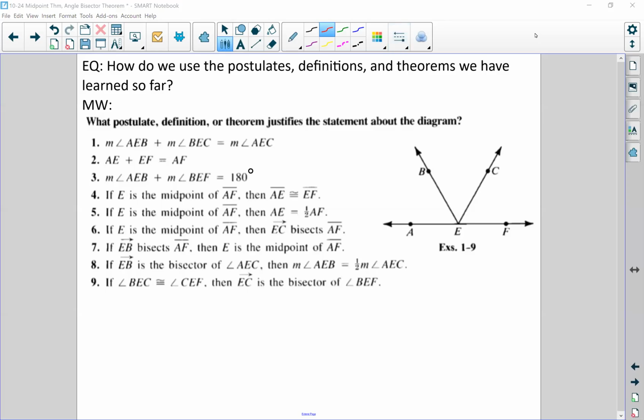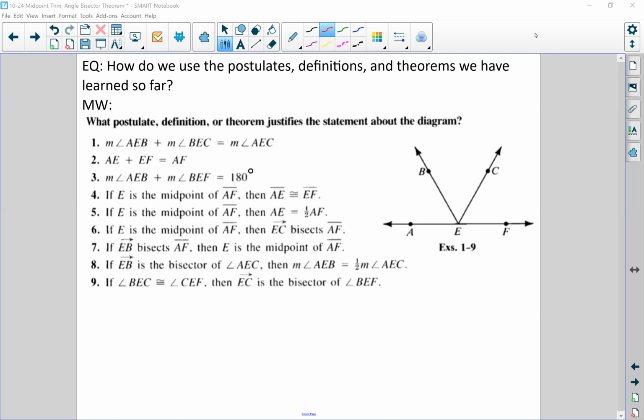Hi everyone. In this video, we're going to talk about how to use postulates, definitions, and theorems we have learned so far. We are given a figure on this screen, and we want to use a postulate, definition, or theorem, based on these statements they provided from 1 to 9, to justify why those statements must be true. So let's take a look at them together.